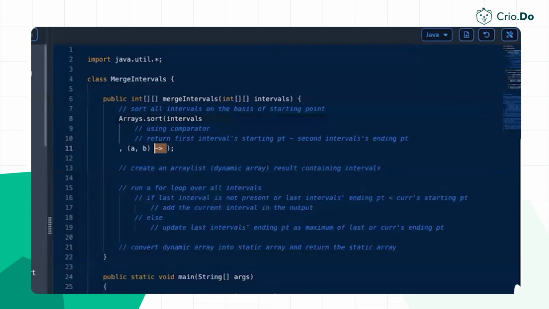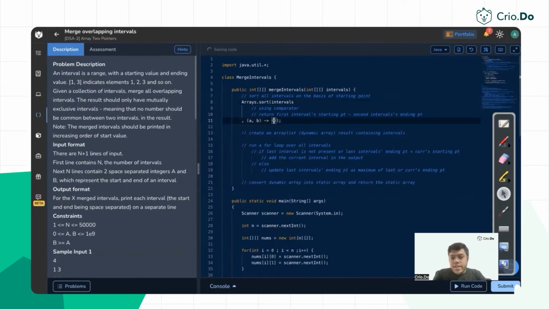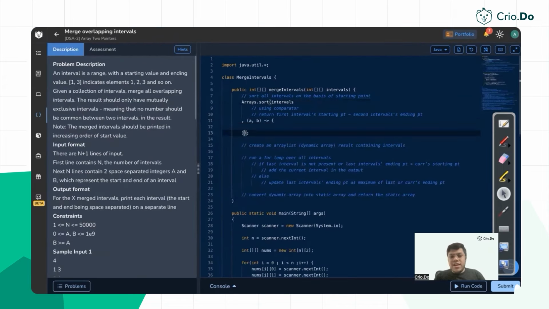Then we can use the angular arrow operator, and after the arrow operator we can use the curly brackets. This will represent a comparator using a lambda expression. We are using a lambda expression to determine how we have to compare two arrays or two intervals. Two arrays will be of size 2 each, having two elements, the 0th index having the starting point, the first index having the ending point.